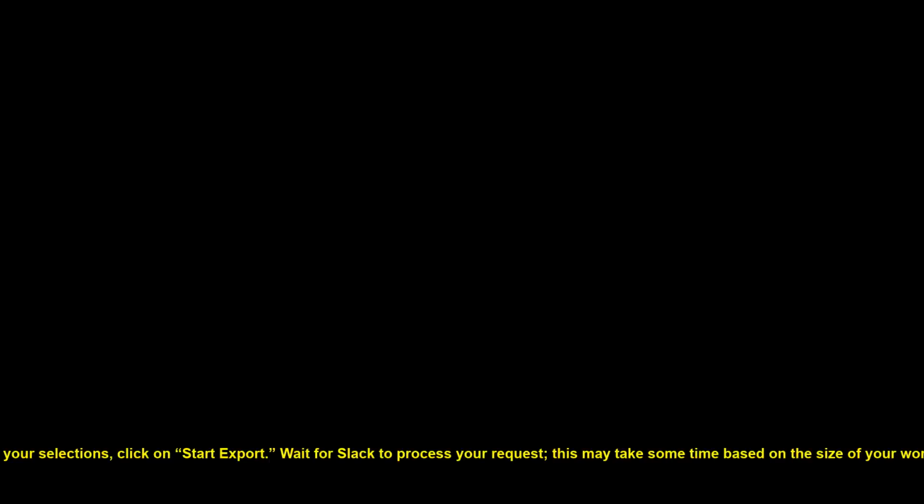Wait for Slack to process your request. This may take some time based on the size of the export. You will receive a notification once your export is ready for download. After receiving the notification, revisit the Data Exports section to find your ready files. Click on the download link to obtain your exported data.